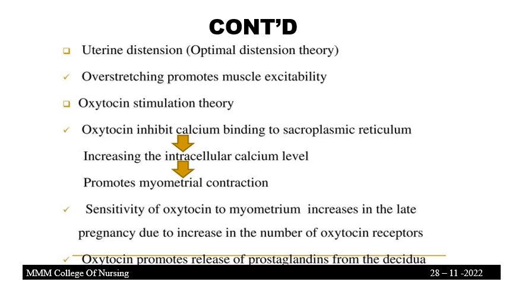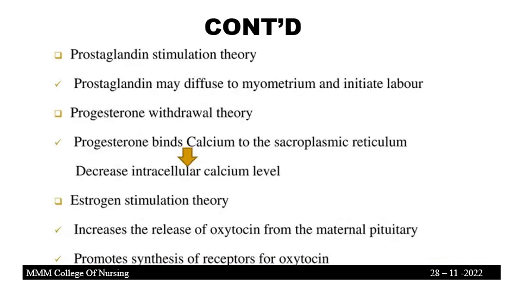The sensitivity of the myometrium to oxytocin increases in late pregnancy due to an increase in the number of oxytocin receptors. Oxytocin promotes release of prostaglandin. Prostaglandin is one of the drugs which causes contraction of the myometrium, which causes pain for the mother. So oxytocin promotes release of prostaglandins, and that will also lead to labor. Next is the prostaglandin stimulation theory. Here the prostaglandins may diffuse to the myometrium and initiate labor.